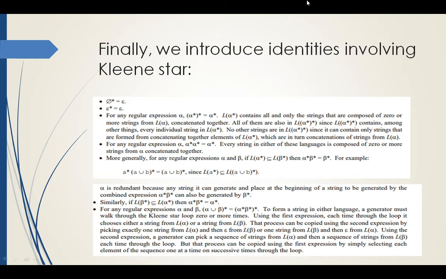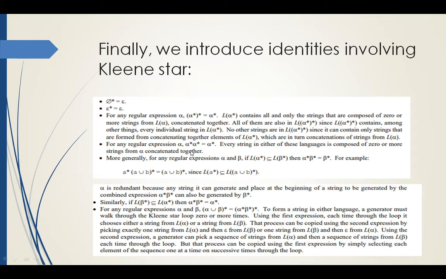Finally, we are going to introduce some rules for the Kleene star. Null star equals epsilon here, and epsilon star gives epsilon only. For any regular expression alpha, alpha star star equals alpha star, because the language defined by alpha star star is equal to the language defined by alpha star.